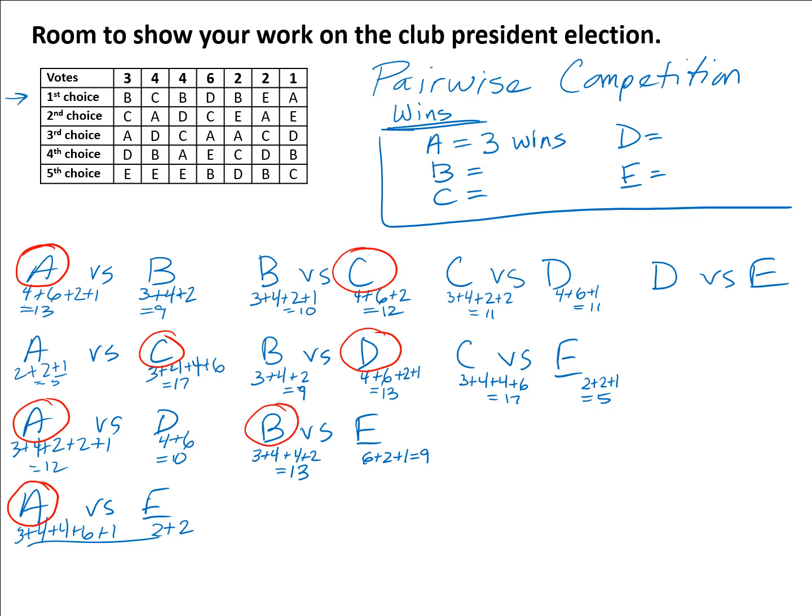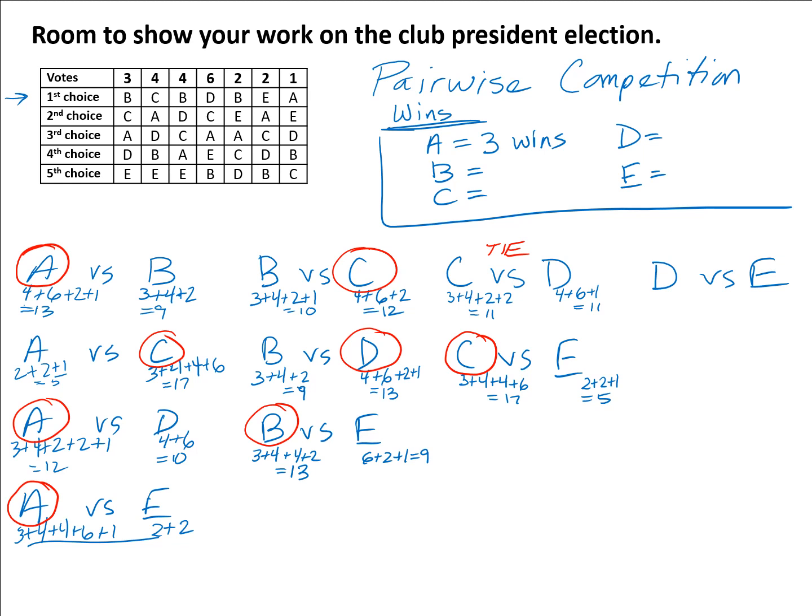C versus D is kind of interesting because you get 11 votes for each. So this is a tie between these two candidates. Remember, a tie in pairwise competitions means they each get a half a point for a win. C versus E, C handily wins with 17 votes compared to E's 5. Notice with all these vote tallies, we've got 22 votes every single time because there are 22 people voting for each of these head-to-head battles.